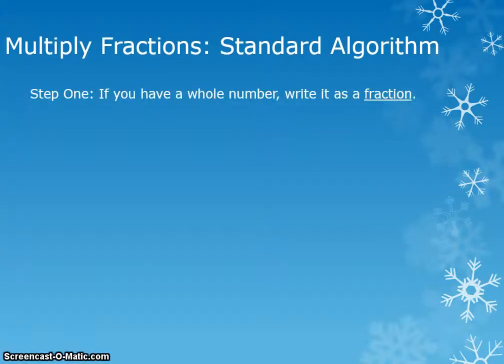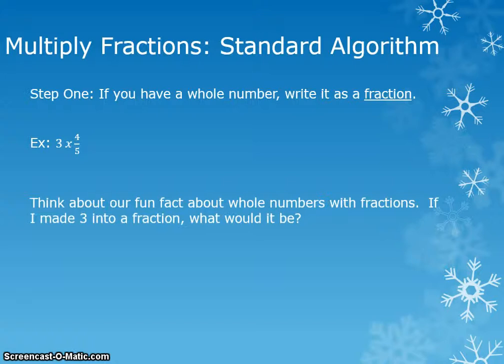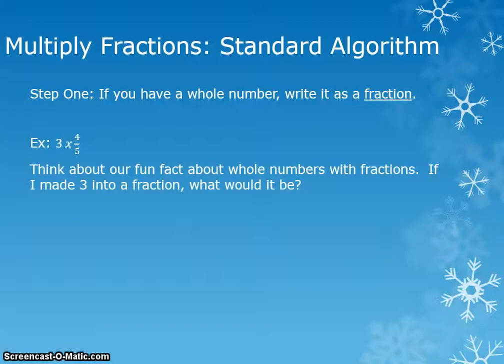Our first step in multiplying fractions with the standard algorithm is to make our whole number into a fraction. We discussed how to do this earlier. Our example today will be 3 times 4/5. Think about that fun fact we were just talking about. If I made 3 into a fraction, what would it be? Very good. 3 equals 3/1, or 3 wholes.